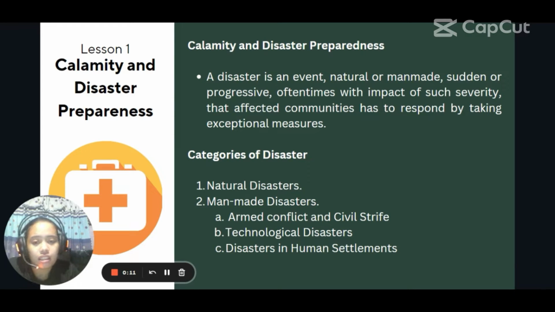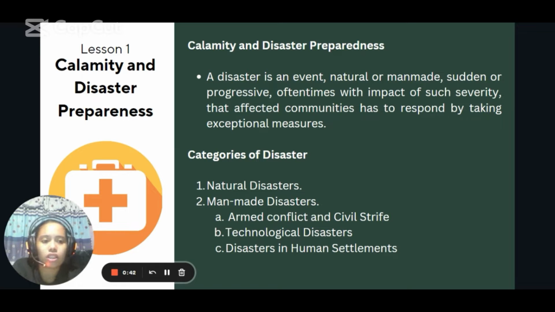So, a disaster is an event, natural or man-made, sudden or progressive, oftentimes with impact of such severity that affected communities have to respond by taking exceptional measures. It is also described as circumstances brought by a climatic event or an armed conflict that causes significant stress, harm to people, physical harm, and economic disruption.